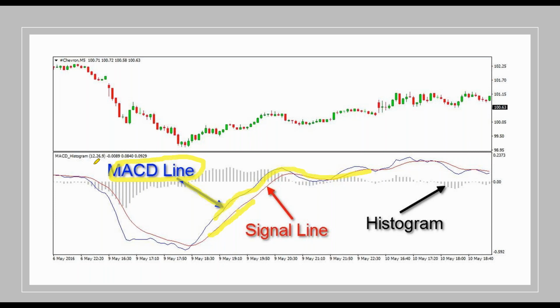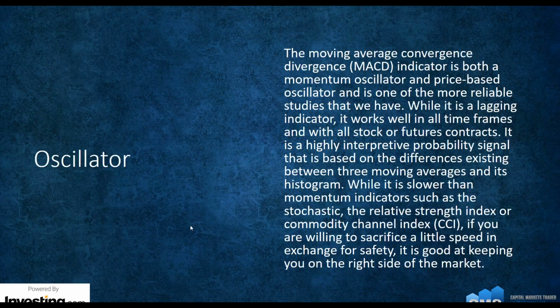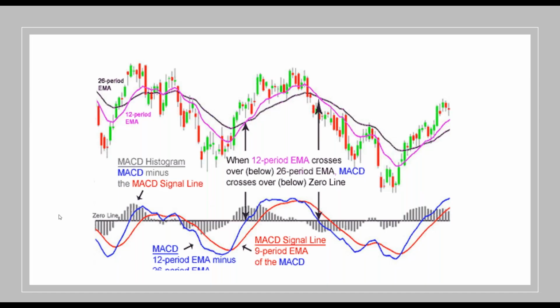Now, why is that done? Let's talk about why that is done. Okay, we don't want the histogram yet. So what we have is the MACD line, which is a 12-period EMA minus the 26-period EMA, and then the MACD signal line, which is a 9-period EMA of the MACD line. We do this because we need something that will give us a crossover.